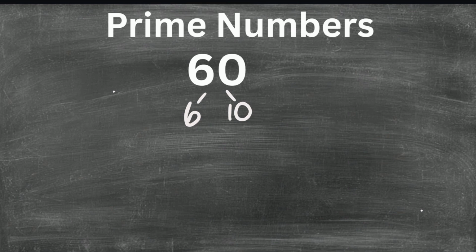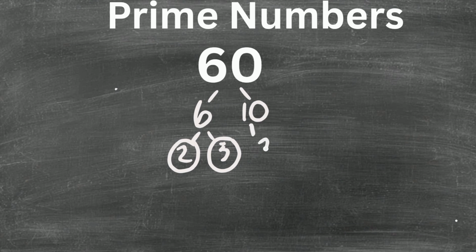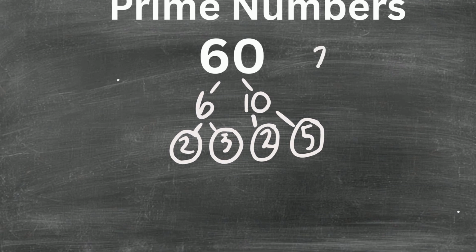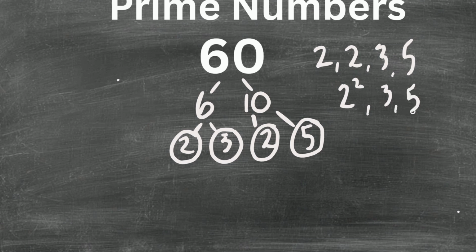Neither one is prime. I know that 2 times 3 is 6, so I can circle them because they are prime, and then 2 times 5 is 10, and we are all the way down to primes. And so the prime numbers are 2, 2, 3, and 5. And if you would like to write it in exponential form, you can go 2 squared, 3, and then 5.